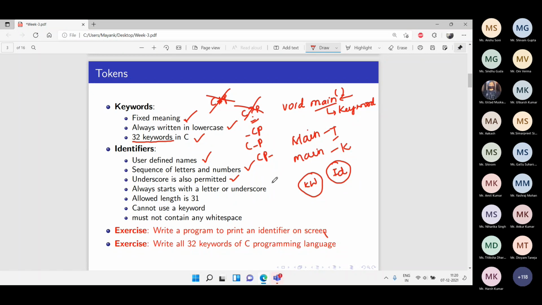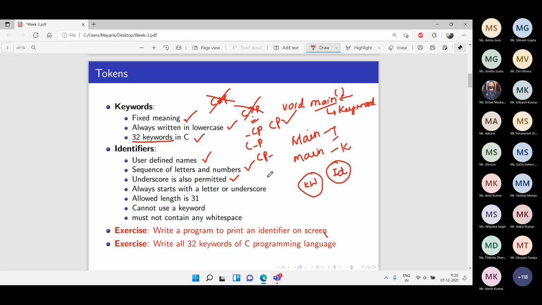Sir, if there is no underscore in between or before, it's okay? Then CP is also fine. This is also good. Will it be an identifier, sir? Yeah, sure. It will be an identifier. It is not compulsory that an underscore must be there. I'm just giving this example that underscore is allowed.